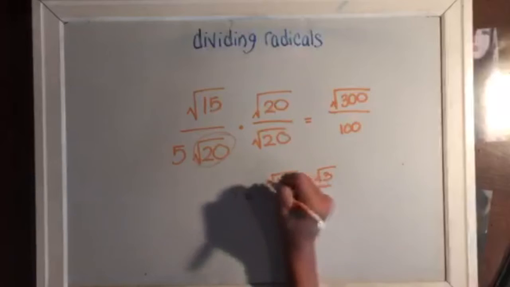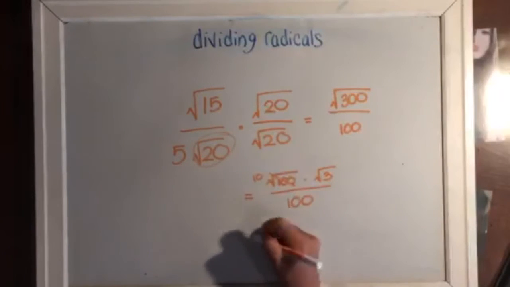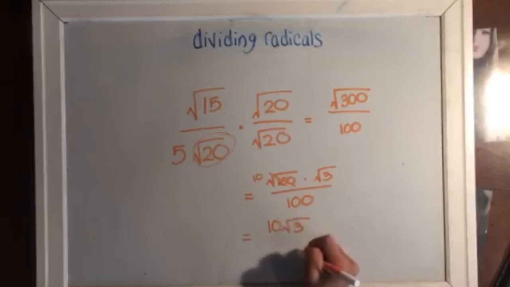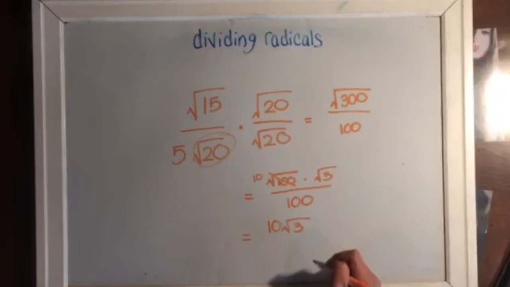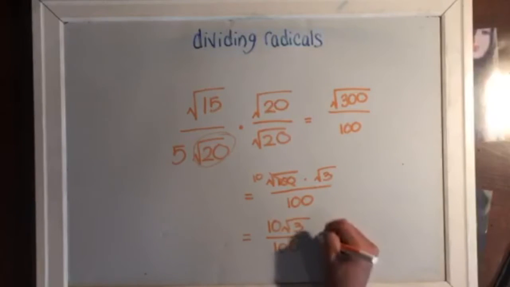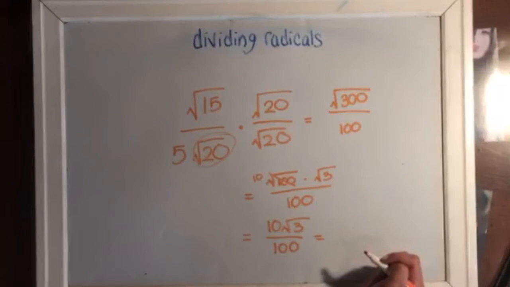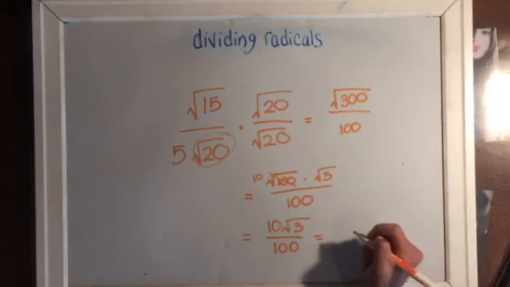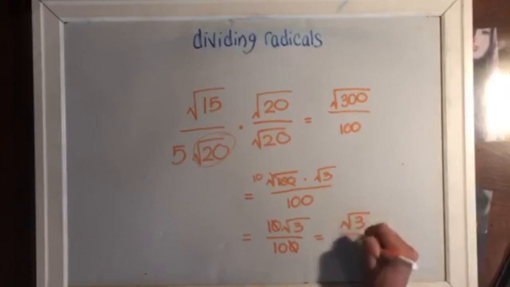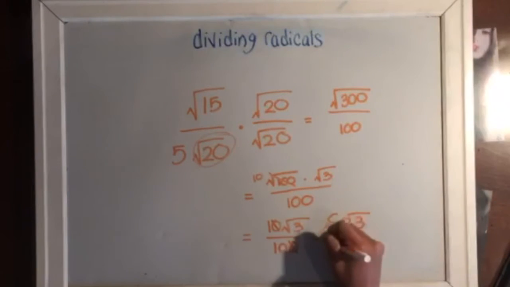So now rad 100 is going to cancel out into 10, and rad 3 cannot be simplified. So you're going to have 10 rad 3 in the numerator, and in the denominator we're going to have 100. But we can simplify this even more because 10 over 100 equals 1 over 10. So we're going to be remaining with rad 3 over 10, and that is your answer.